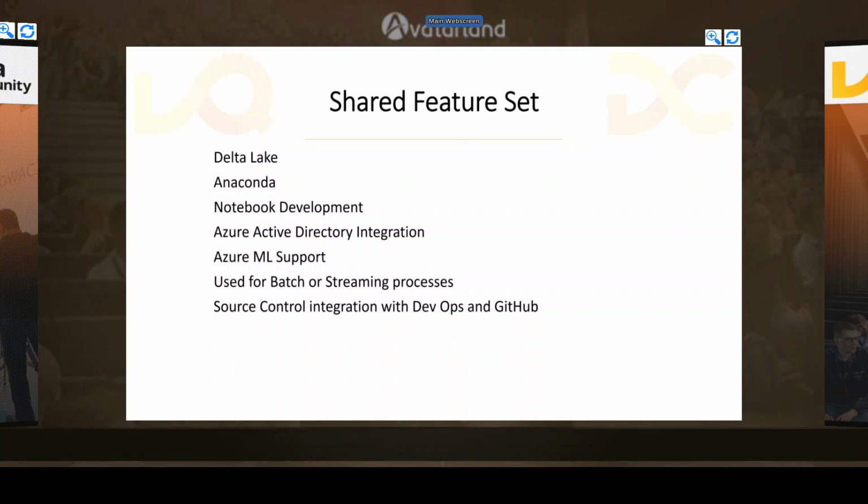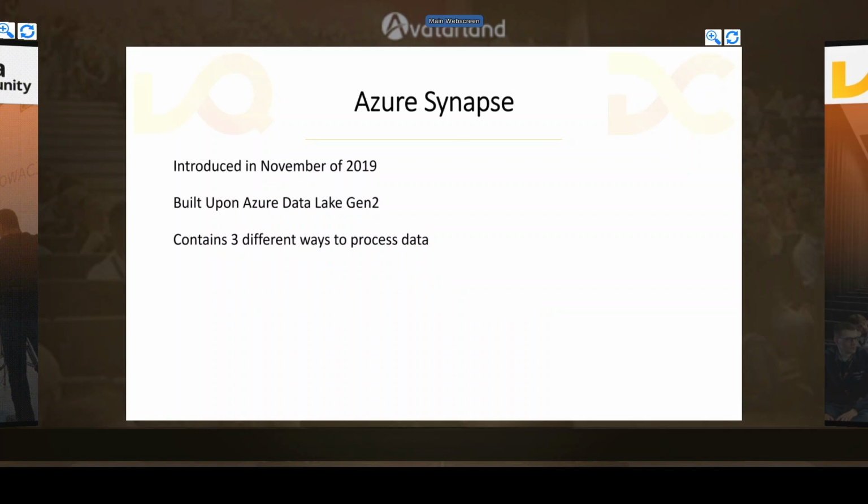You can use them for either batch or streaming, and they both have source control integration with DevOps and GitHub. As a matter of fact, this was one of the last things that was added before Synapse went GA, because everybody knows that you need to have source control in order to be able to release the product.